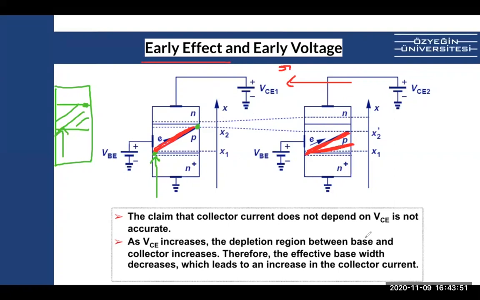And early effect says the collector current depends on VC voltage. Because we made VC bigger, that increased the depletion region of the other diode, which caused the base, this middle sandwich region, to get smaller, and that changed the gradient of the electron drop. And because the slope of this gradient is the current, right? This curve is the charge, and the derivative of the charge is the current. Because the slope got much bigger, basically the current got much bigger. So the summary is, when we increase VC voltage, that causes the current to increase much more. And that's called early effect or early voltage.